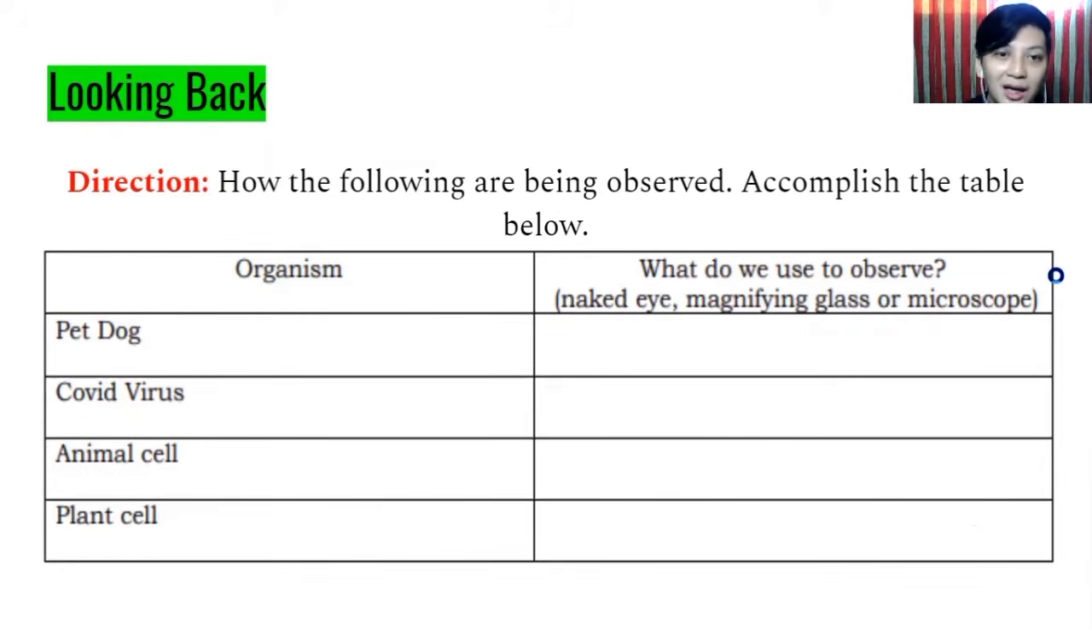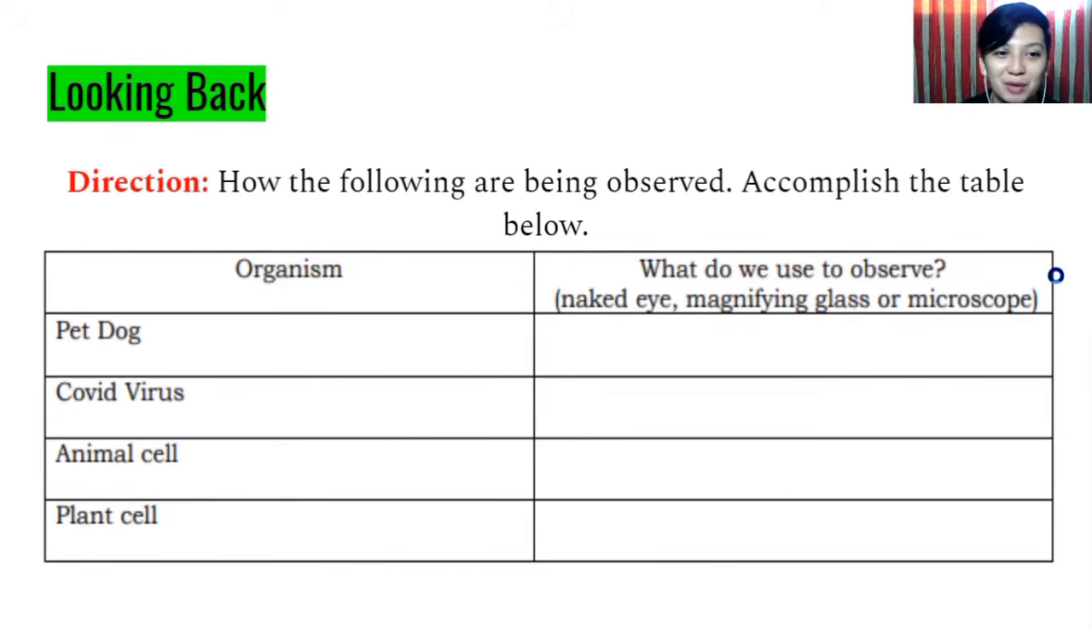So let's just have a short looking back on what microscopy is all about. Direction: how the following are being observed. Accomplish the table. This is just a recap of the prior knowledge that you have about microscope. We have the following organisms: a dog, COVID virus, animal cell, and plant cell. Siguro yung iba sa inyo, you are familiar with those terms. Now, we are going to identify what we use to observe them: by naked eye, by magnifying glass, or by microscope.